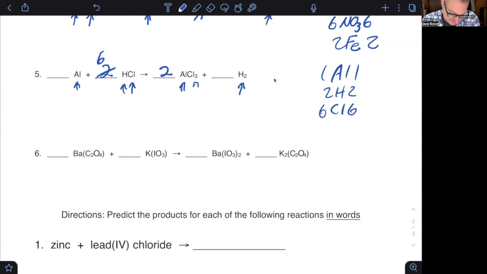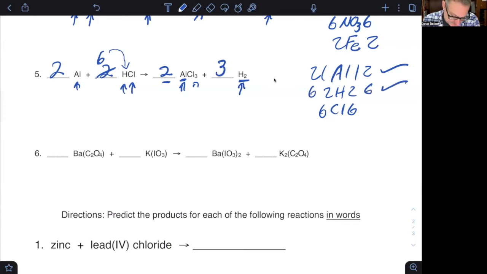So let's double check the aluminum. I've got 2 on this side now. So let's go ahead and change that to a 2. So 2 apiece. Hydrogen, I now have 6 hydrogens. So here I have only 2, but luckily that's an even number, so that's an easy fix. Let's put a 3 here. 3 times 2 is 6. I have 6 on both sides.